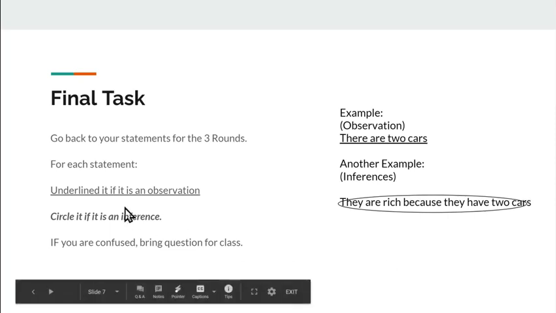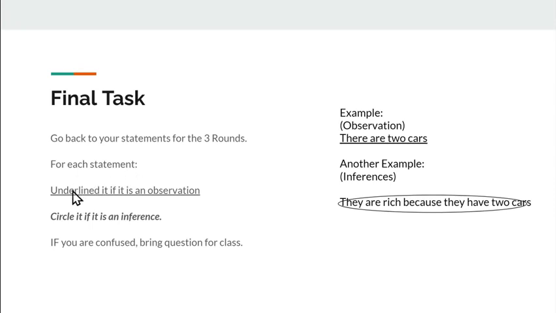You're going to do something to each of the statements. For each statement, you're going to read it again. If that statement is an observation, you are going to underline it. Just do a quick underline if you believe it is an observation. If what you wrote down for any of your statements is an inference, you are going to circle it. So observations will be underlined, inferences will be circled.